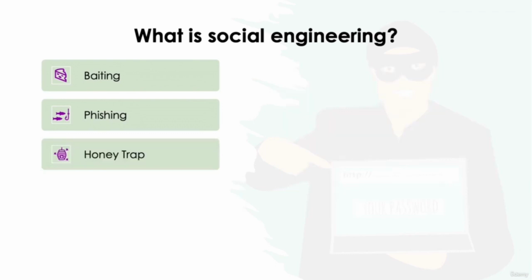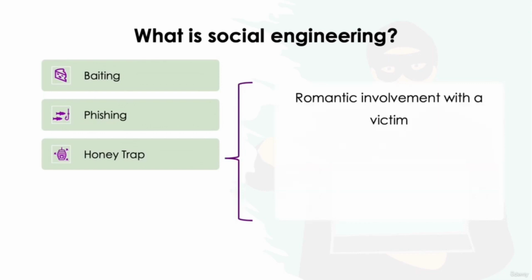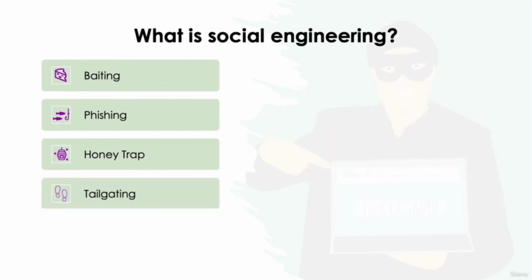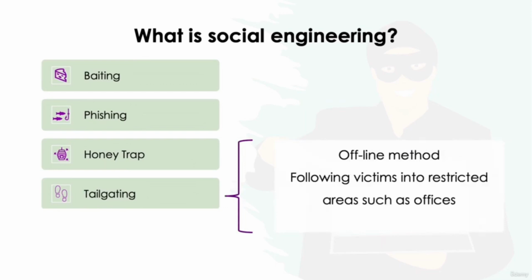Honey trap. Honey trapping describes an attempt for hackers to become romantically or sexually involved with a victim in order to yield sensitive information or money from them. Whilst these types of attacks aren't only restricted to cybercrime, honey trapping is becoming much more prevalent with online dating communities in recent years. Tailgating. A method used offline, tailgating involves a hacker following someone into a secure or restricted area such as an office with the claim to have mislaid their work ID or security pass.